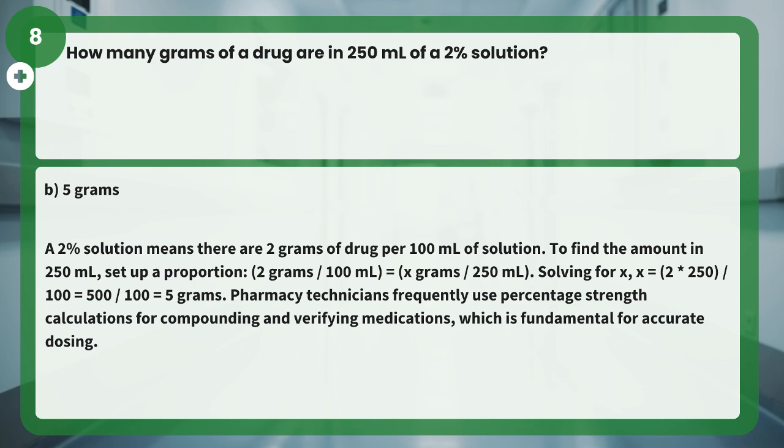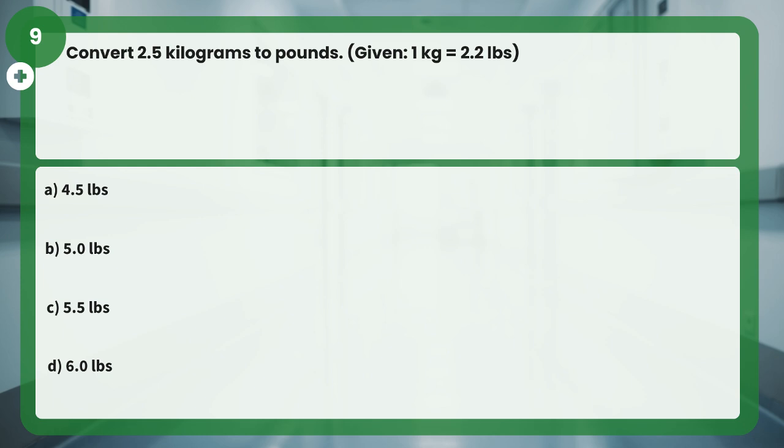Pharmacy technicians frequently use percentage strength calculations for compounding and verifying medications, which is fundamental for accurate dosing. Question 9. Convert 5 kilograms to pounds, given 1 kilogram equals 2 lbs. A. 5 lbs. B. 5 lbs. C. 5 lbs. D. 6 lbs.